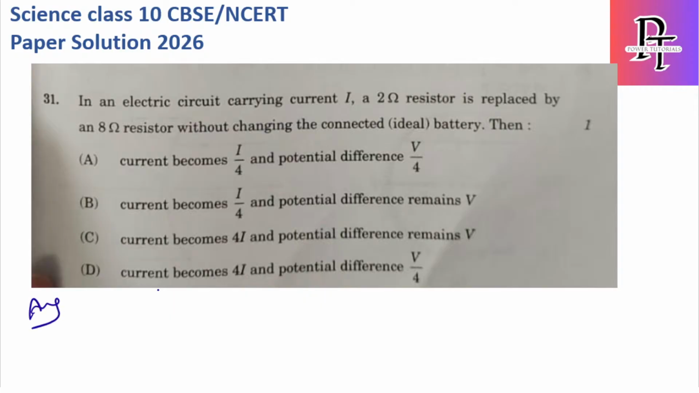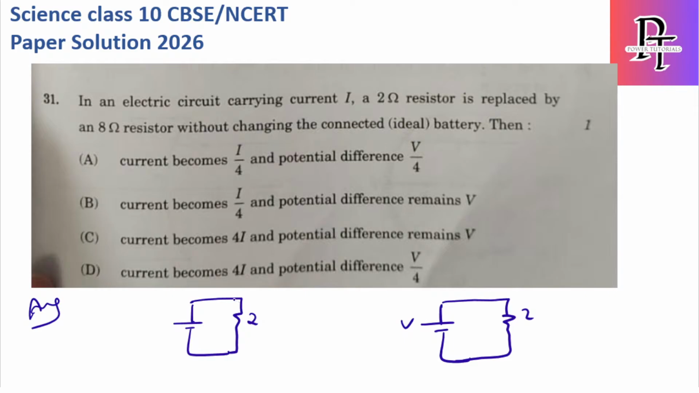In an electric circuit carrying current I, a 2 ohm resistor is replaced by an 8 ohm resistor without changing the source. Okay, so we have a battery like this and we have one resistor. They are saying that the source is the same, we are not changing it, and the resistor changes. Okay, I will write another circuit. In the first scenario the resistance is 2 and in the second scenario the resistance is 4.